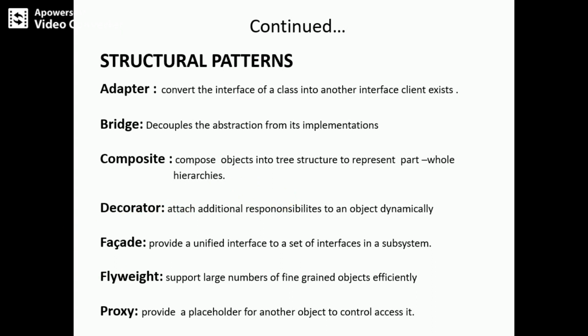Decorator pattern attaches additional responsibilities to an object dynamically. Facade design pattern provides a unified interface to a set of interfaces in a subsystem. Flyweight design pattern supports a large number of fine-grained objects efficiently. Whenever n number of objects will be there, we are going to use the flyweight design pattern. Proxy design pattern provides a placeholder for another object to control access. We can use it for the particular proxy design pattern.